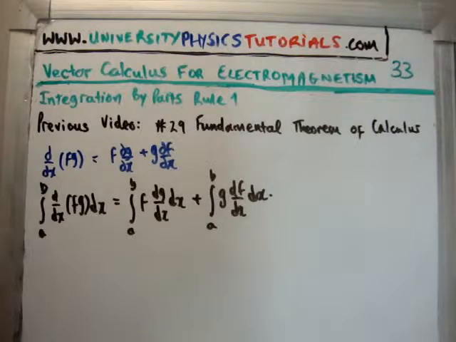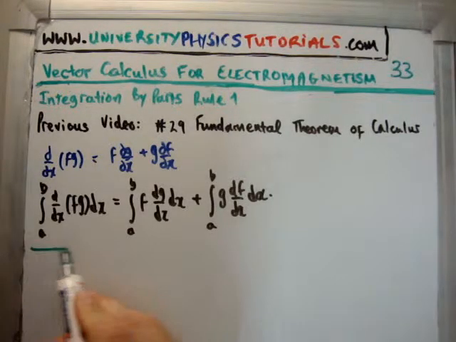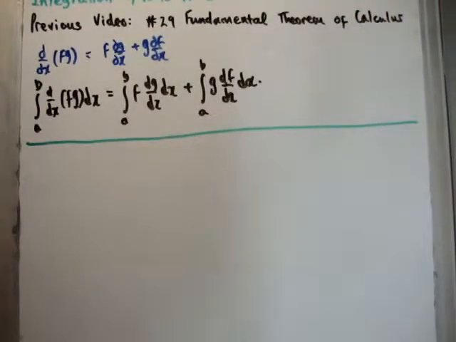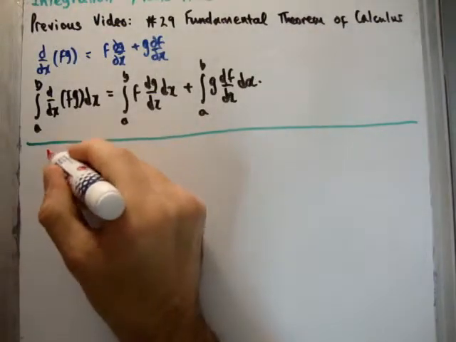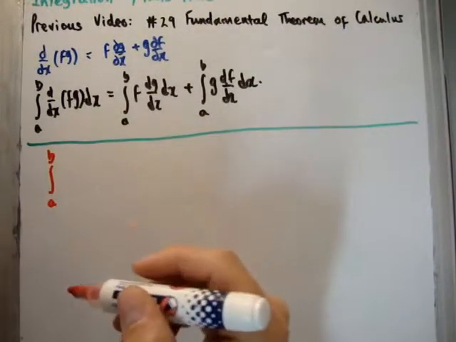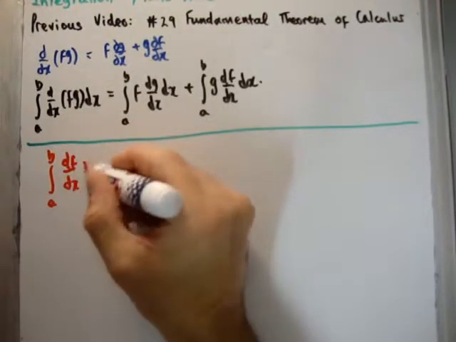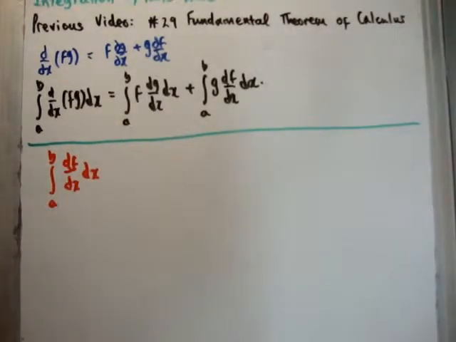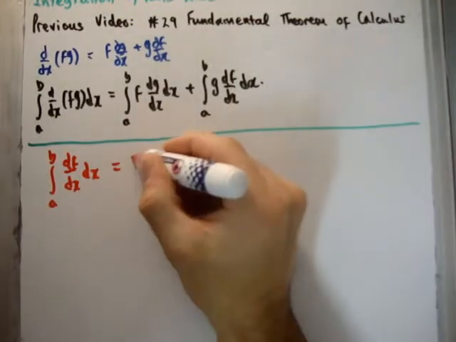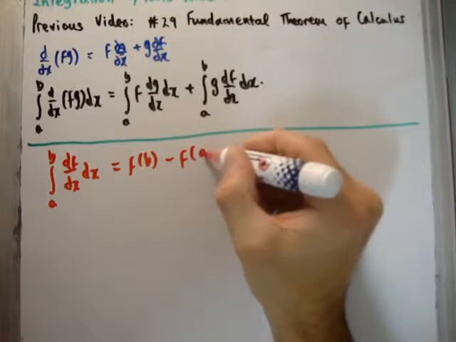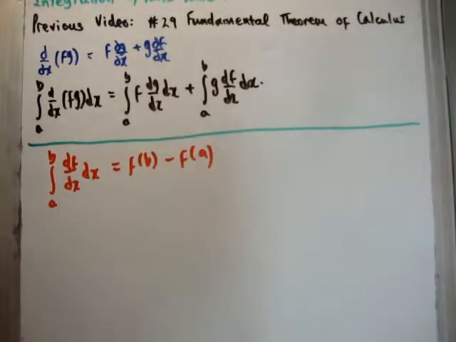So now we're looking at integration by parts. What we need to do is go back to the previous video where I discussed the fundamental theorem of calculus, and this is going to be a small bit of revision. The fundamental theorem of calculus says if you integrate between a and b the derivative of a function, let's say the function is f, it's the same as just finding the value of my function f at the limits, or subtracting the values at the limits.